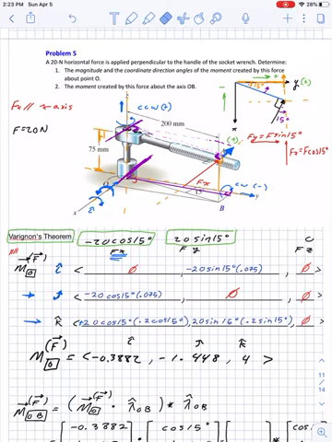0.2, that looks a little confusing. We can see it right here. That y is 0.2 meters, so it's 0.2 cosine 15. And so that's where we get this moment arm right there.